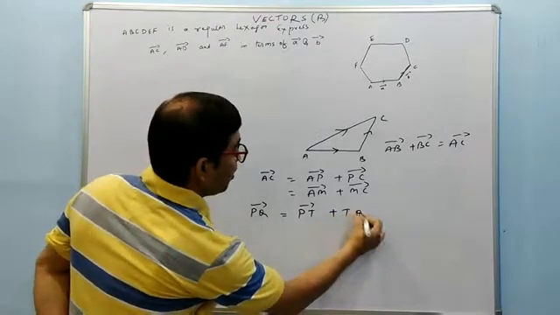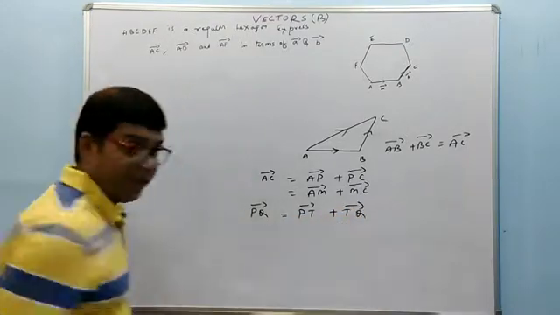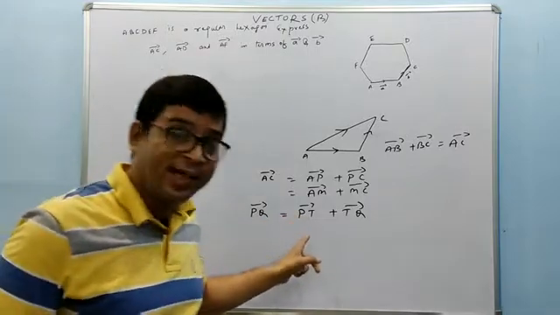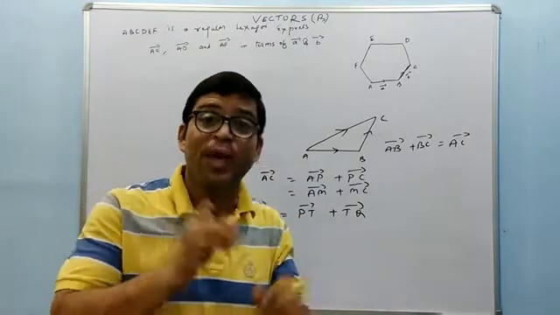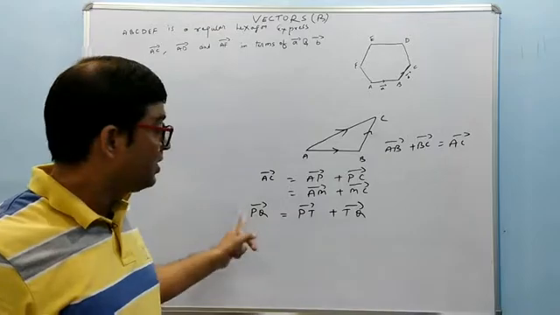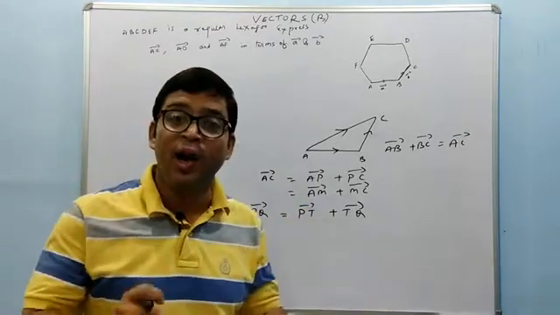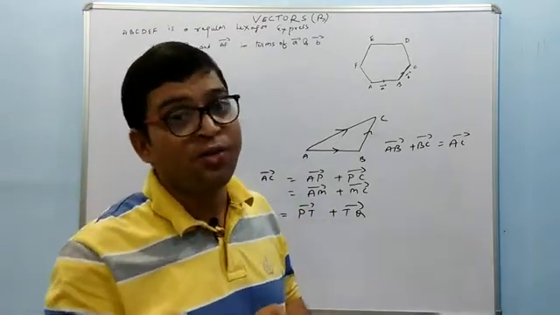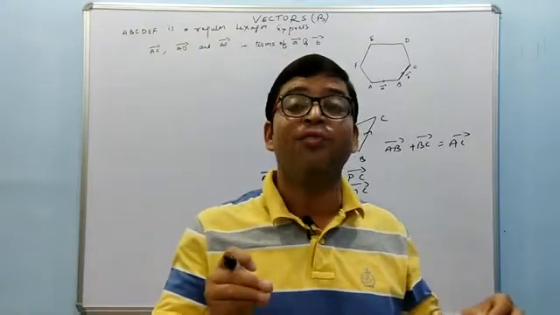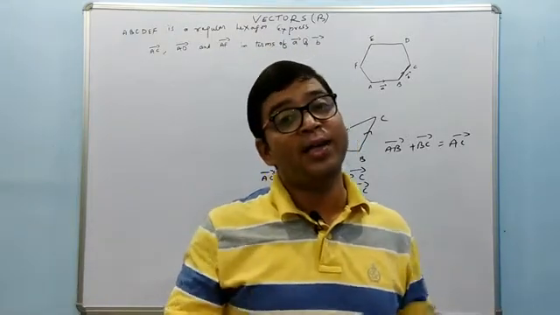TQ. The first and last letters remain the same, and where the first vector is ending, the second vector is starting from that point only. So this is the resultant triangle law of vector addition. It is making your life very easy in finding the resultant of vectors.